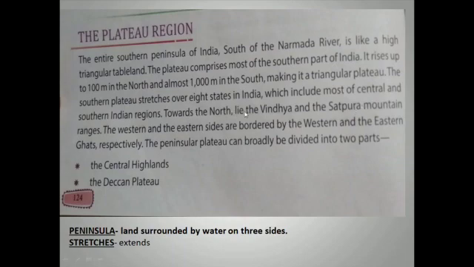Towards the north lies the Vindhya and the Satpura mountain ranges. The western and the eastern sides are bordered by the Western and the Eastern Ghats. The peninsular plateau is divided into two parts, that is the Central Highlands and the Deccan Plateau.